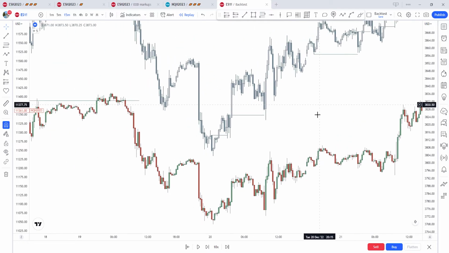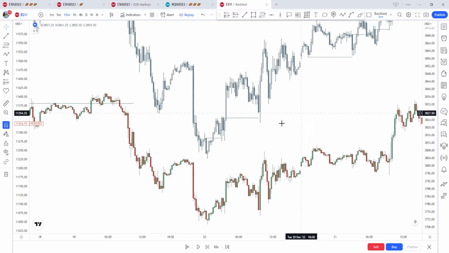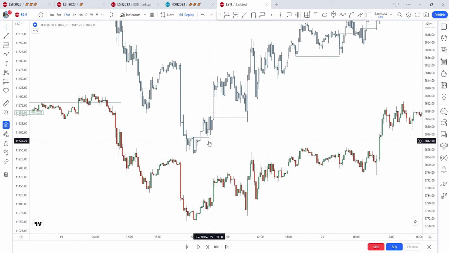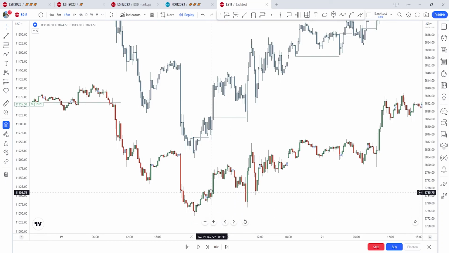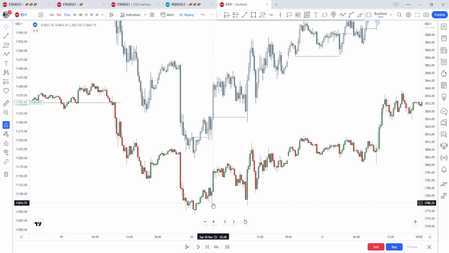So if we look at a chart, this is our first PD array. We come back into it. We have two swing lows here. Then if we take a look at NASDAQ, this low was lower than this low. So that's our first SMT.